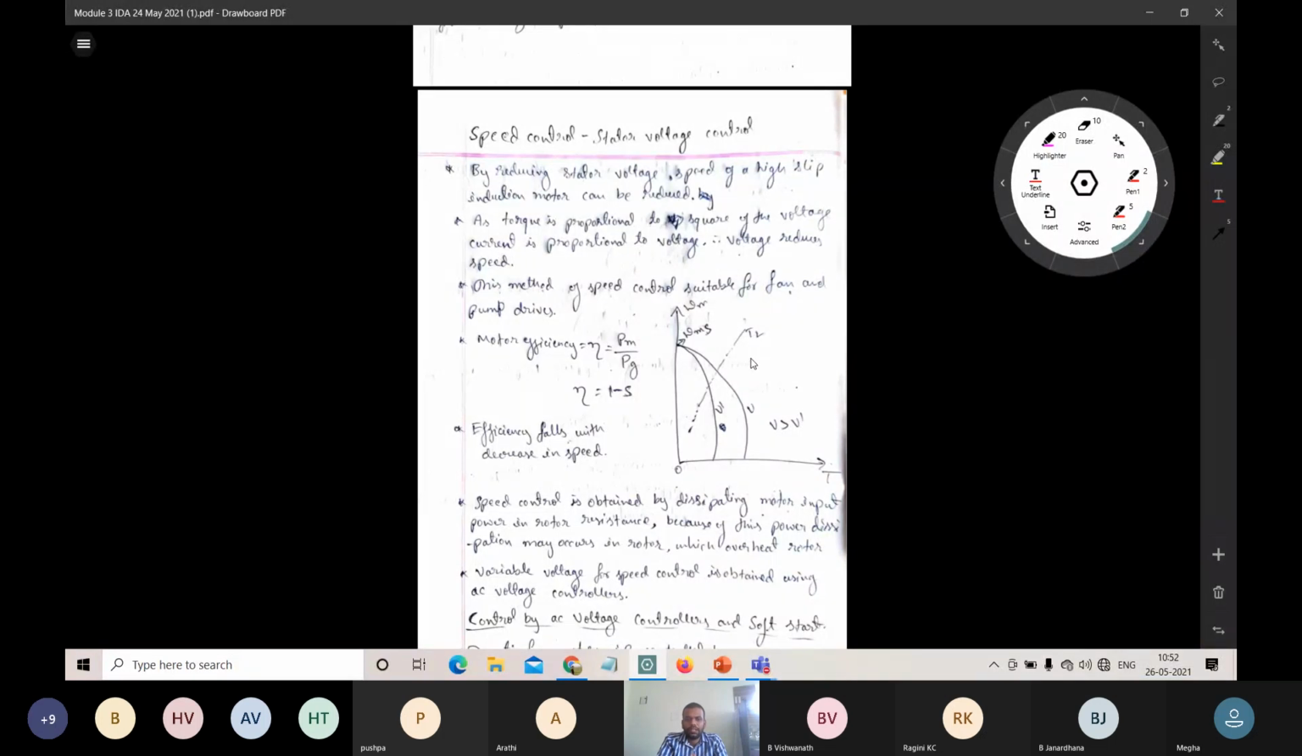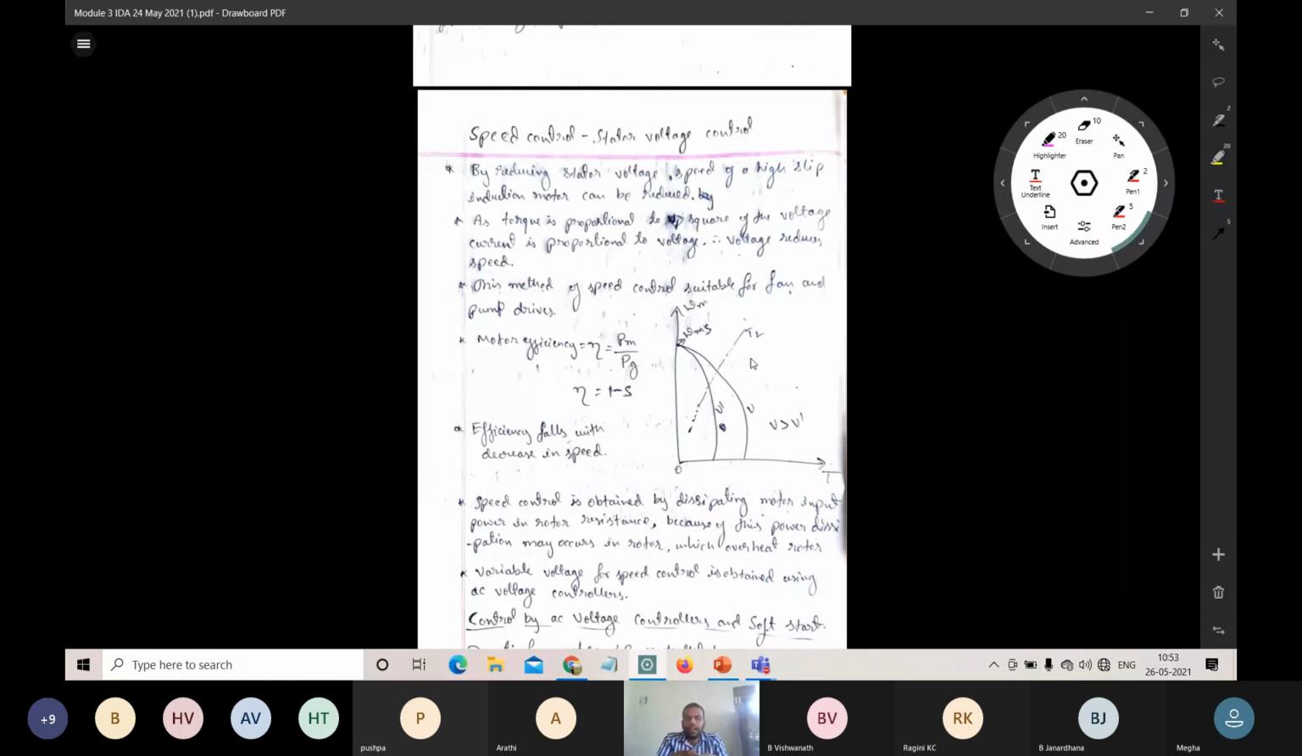Here, mainly, in the stator voltage control, we are just reducing the stator voltage. When we reduce the stator voltage, automatically the speed and the torque of the rotor will be controlled. By reducing the stator voltage, the speed of a high slip induction motor can be reduced.